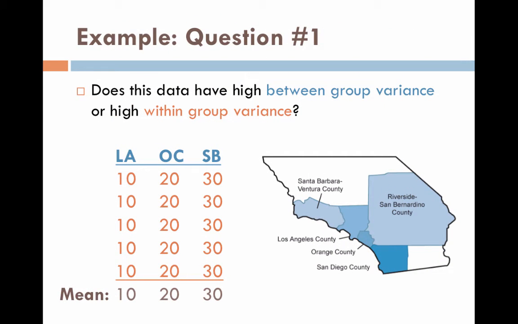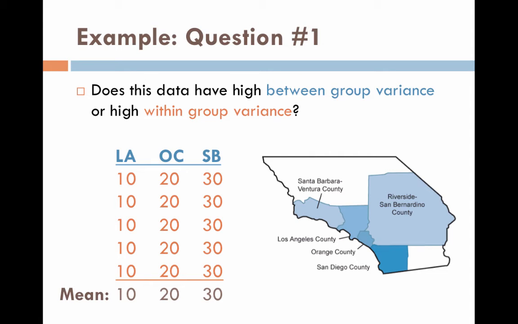So let's take a look at this first question here. Does this data have high between group variances or high within group variances? Pause the video, think it over, and then play the video when you think you've got your answer.